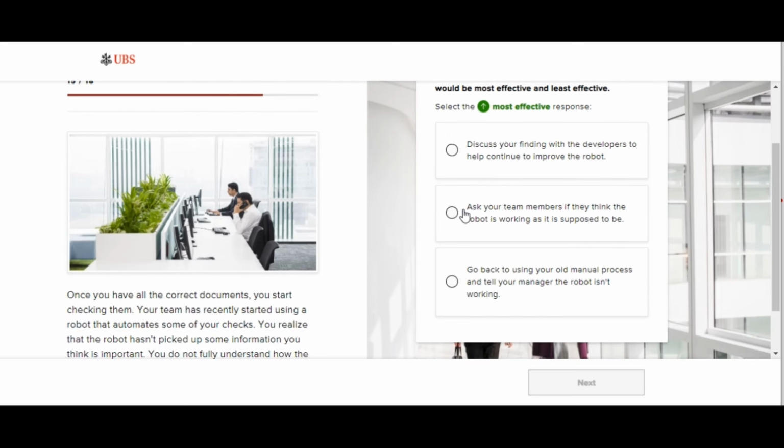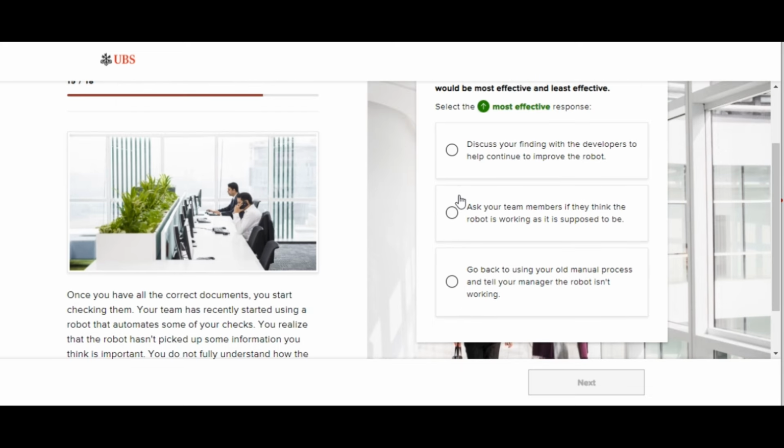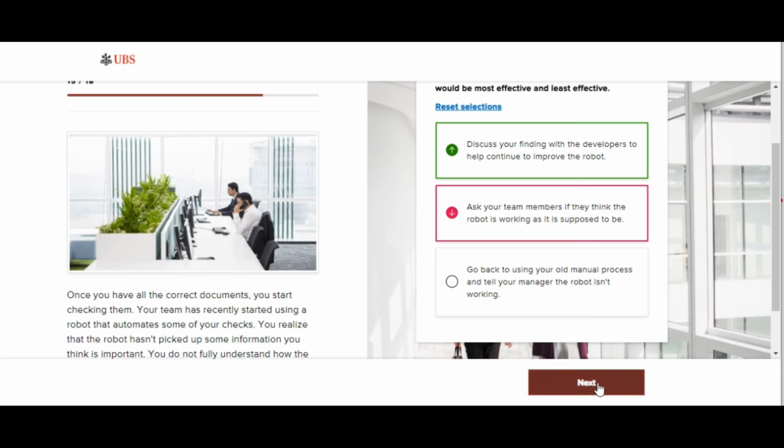Discuss your findings with developers to help continue to improve the robot. Ask team members if they think that the robot is working. Go back to your old manual processing and tell your manager that the robot is not working. Have all the correct documents, you start checking them. Your team has recently started using a robot that automates some of your checks. You realize that the robot hasn't picked up some information and think you do not fully understand how the robot works. However, you know that the robot has been fully tested and that because it's using artificial intelligence, it will continue to learn and improve. Discuss your finding with developers to help continue to improve the robot. Ask your team members if they think that the robot is working as it is supposed to. Or go back to your old process and tell them that the robot is not working.